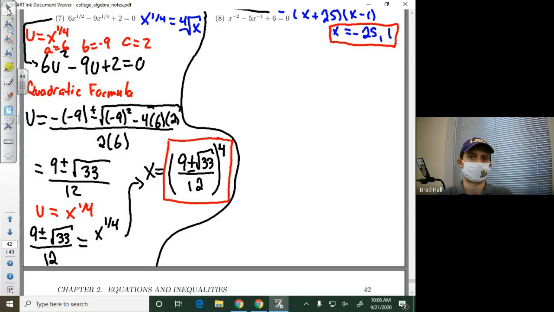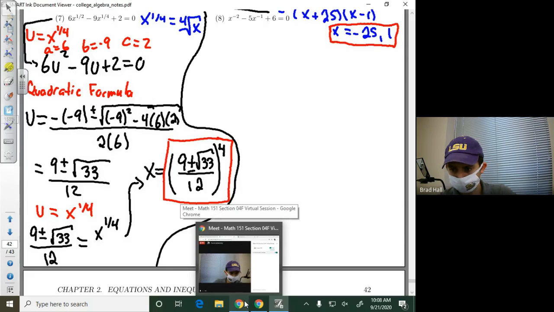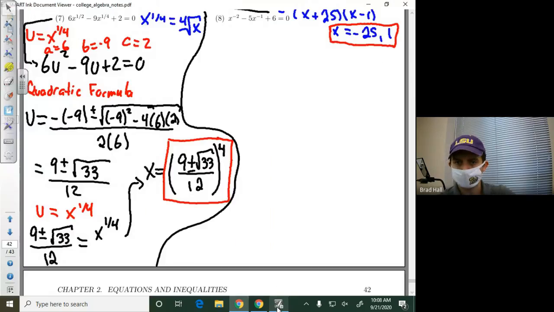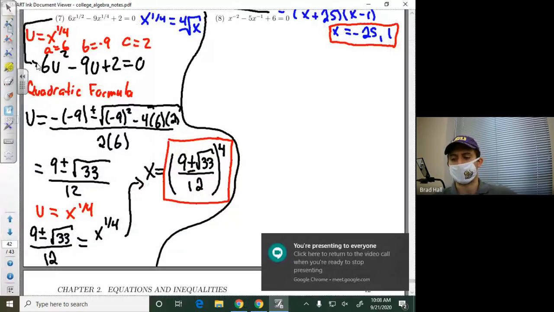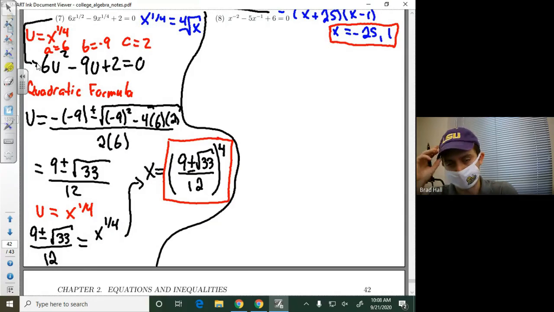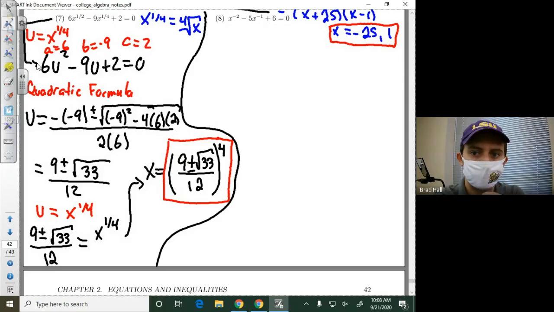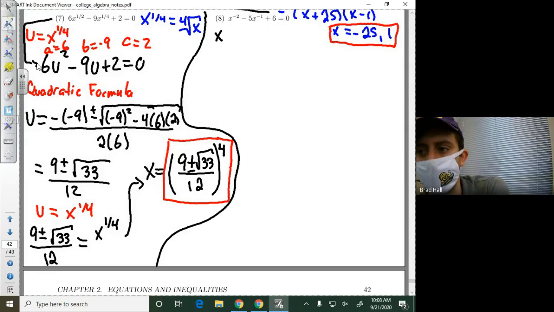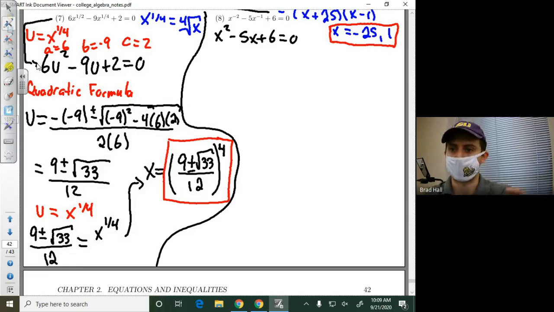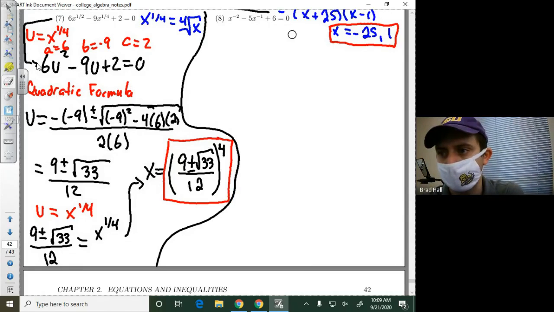Does anyone have any questions about this one? If not, let's look at problem 8. This one does have a quadratic feel to it. If we could get rid of those negative exponents, then it would be a very nice quadratic. But we can't just establish that without using a u substitution, without establishing a rule of some sort to do that.